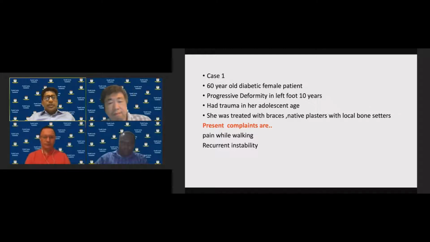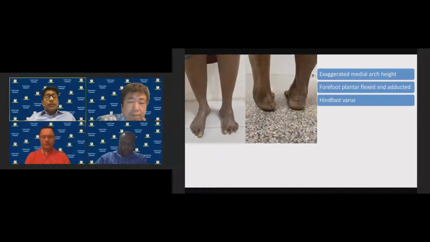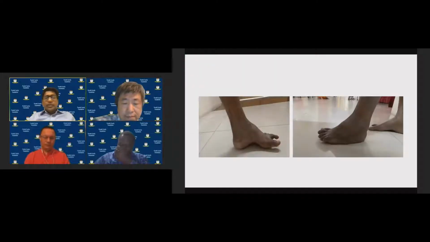At present, she complains of pain while walking, and she also has recurrent instability while walking on unstable areas. She also has deformities over here. You can see when she is standing, there is an exaggerated medial arch, the forefoot is adducted, and the hindfoot is very much in varus when you see from behind. The front view shows a lot of cavus and varus with adduction of the forefoot. And this is the lateral view from the side, and it is very obvious there is a shortened midfoot.